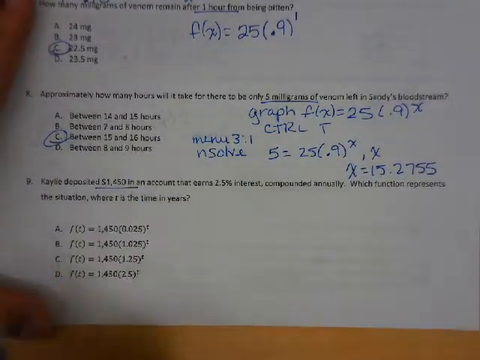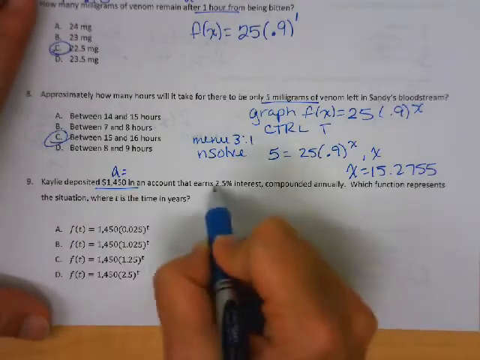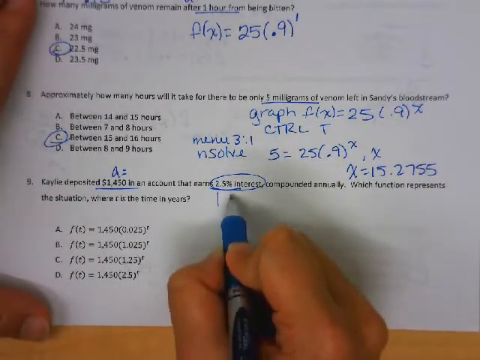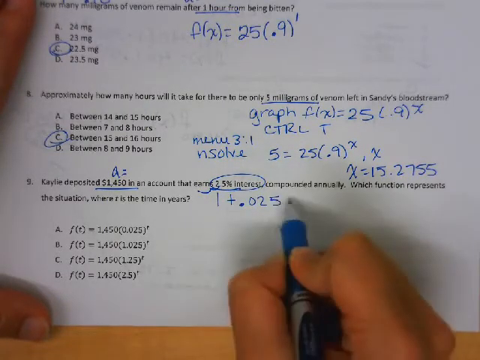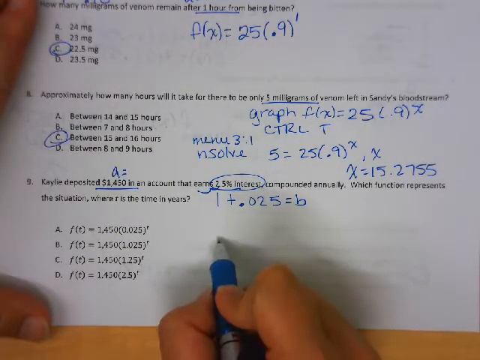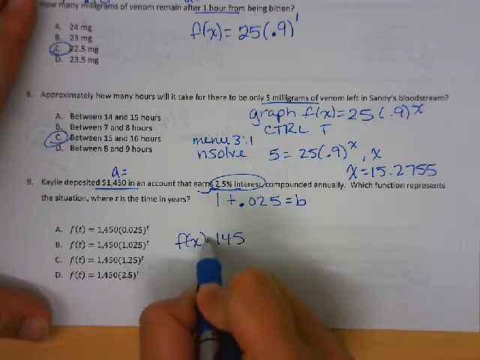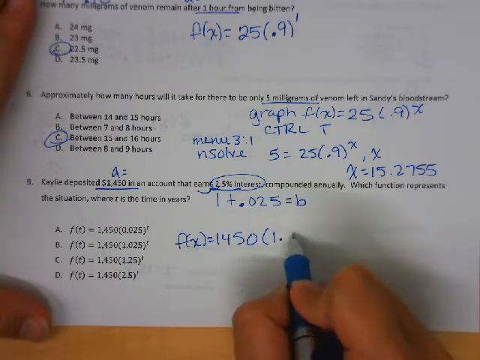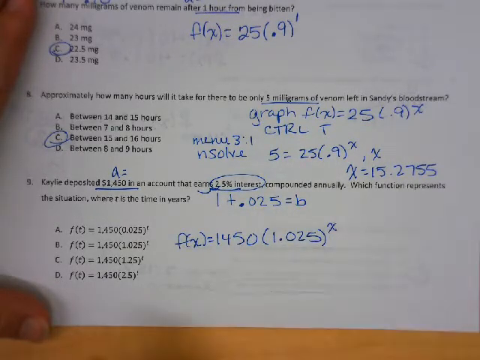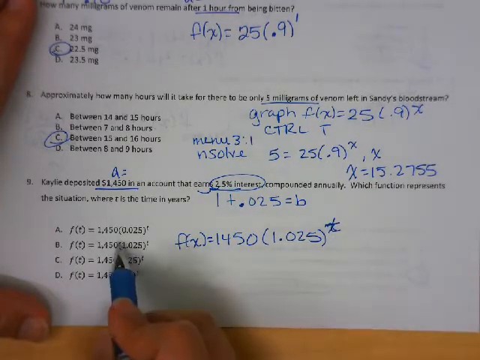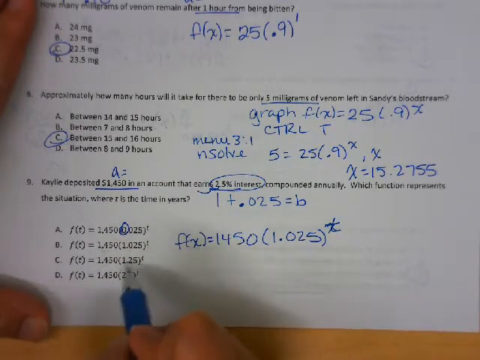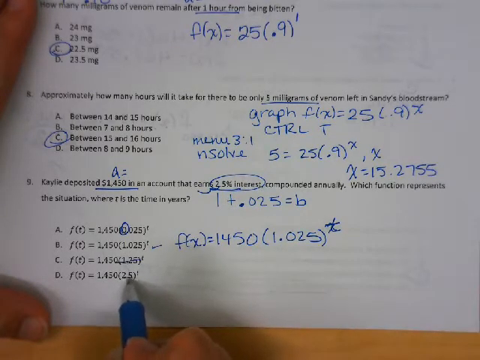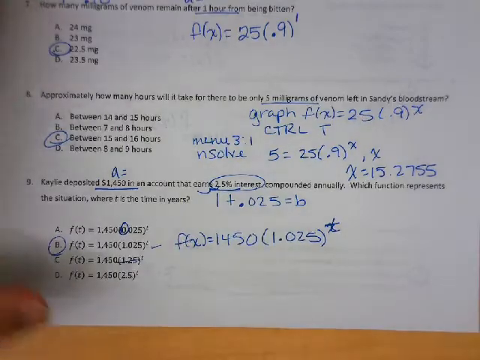Kaylee deposited $1450. This is going to be your A, and it earns 2.5% interest. So remember, we're going to go 1 plus 0.025, is going to be your B. So 1450, when we add this here, 1.025 to the x power, or they gave us a t. So this one is not going to work because it doesn't have the amount added in already. This one will. There's a 0 missing here, and they didn't even convert this to a decimal. So it's going to be B.